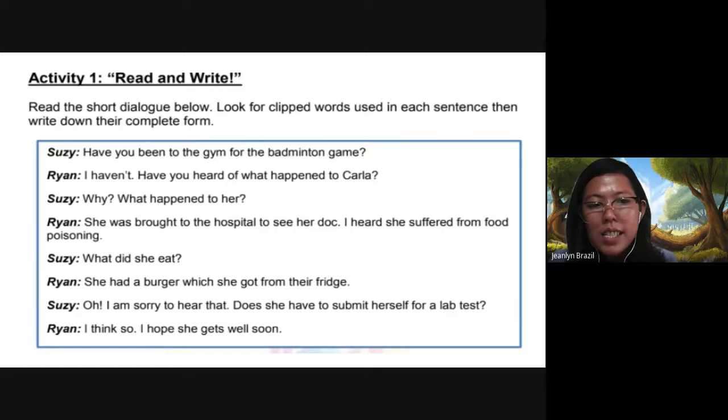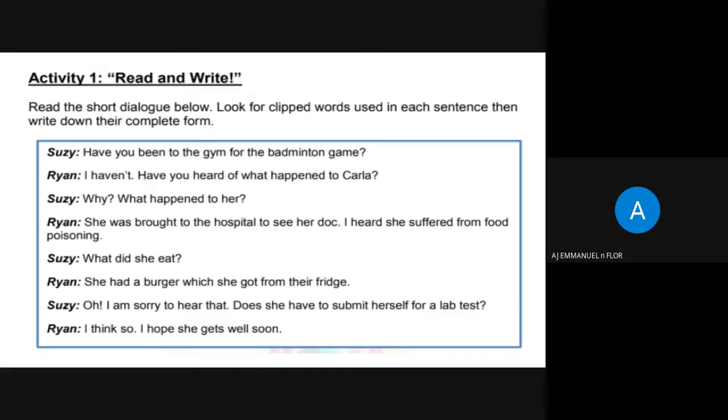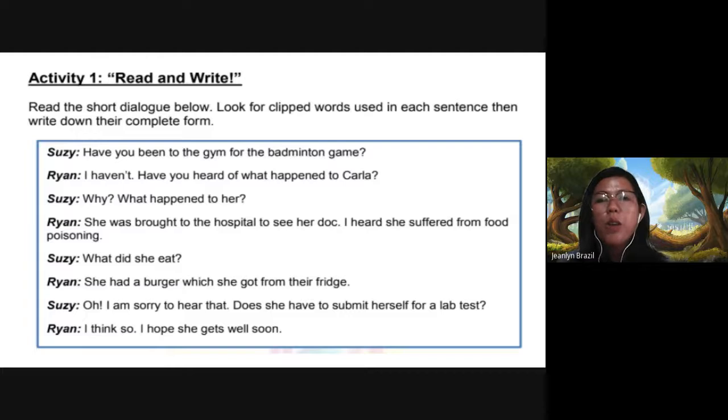Nasa taas yung read the short dialogue. Read the short dialogue below. Look for the clipped words used in each sentence, then write down their complete form. So you're going to read this short dialogue. And the next step is that you have to look for the clipped words used in each sentence. Tingnan ninyo, may mga clipped words kaya sa lahat ng sentence? And then, if you know, write down their complete or original form.